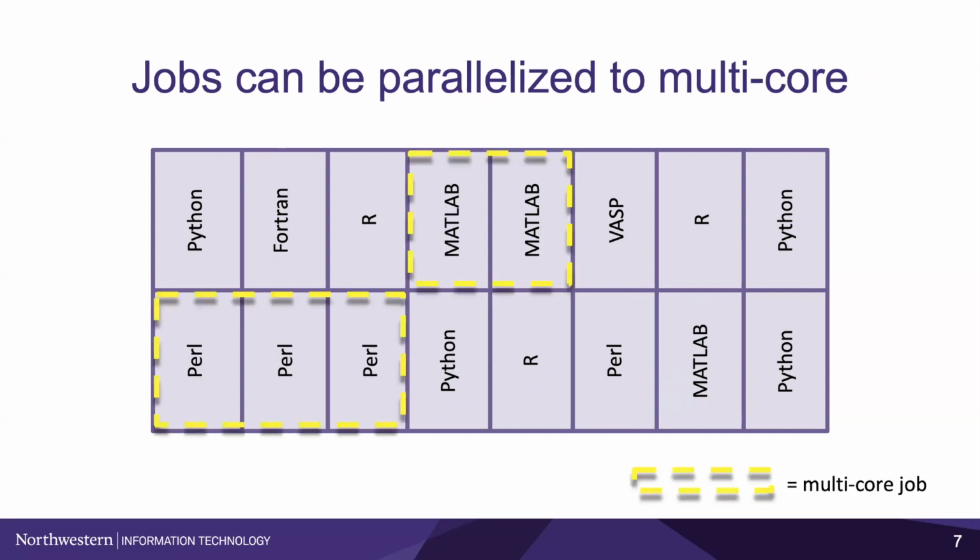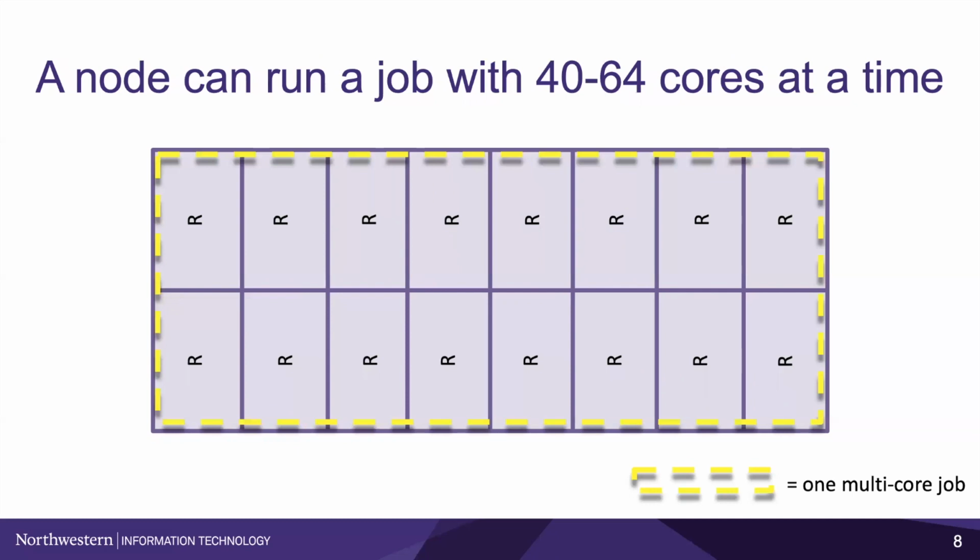As you might know, some jobs can run on multiple cores simultaneously. These are called multi-core jobs. On this slide, I'm illustrating what this might look like with the dashed yellow line. You can see that there's one MATLAB job running on 2 cores and one Perl job using 3 cores. It's actually even possible to use up all the available cores on a single node. However, not all workflows parallelize effectively at this scale.